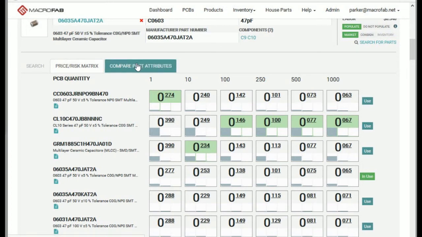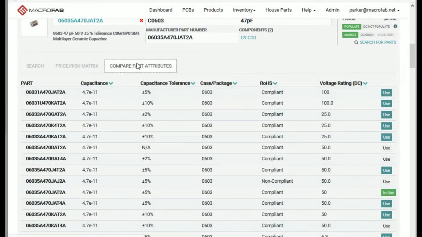Okay. I don't know if compare part attributes is going to work. Oh, here we go. So this way we can also look at the tolerances and other important stuff. Okay, that's great, especially voltage rating. Yeah, that could be a big one. This is a feature that starts to replicate what a lot of purchasing agents might do on a larger scale, right?